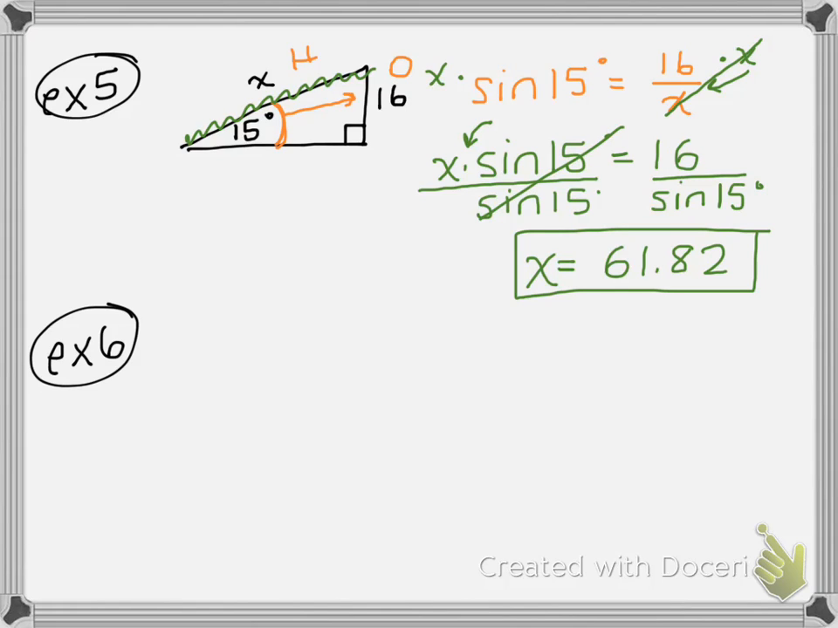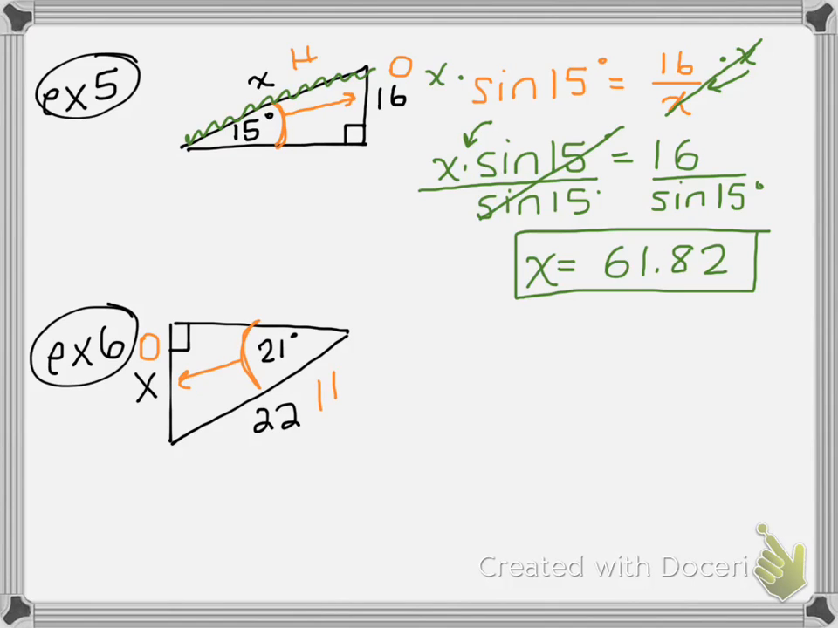Okay? So one more, and then I'm going to leave you loose on something to do on your own. So let's look at this one. We've got our 90-degree angle. We've got 21 degrees and x and 22. Well, from our angle here, we have our opposite side and our hypotenuse. So again, we're going to use sine of 21 degrees equals x over 22.